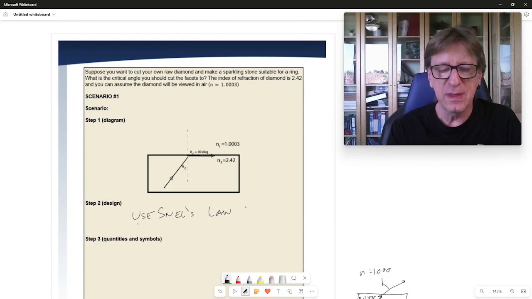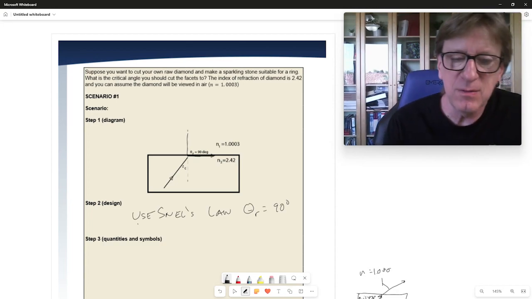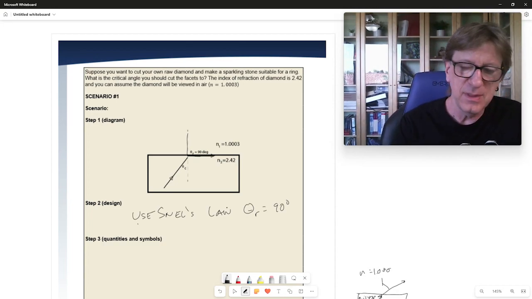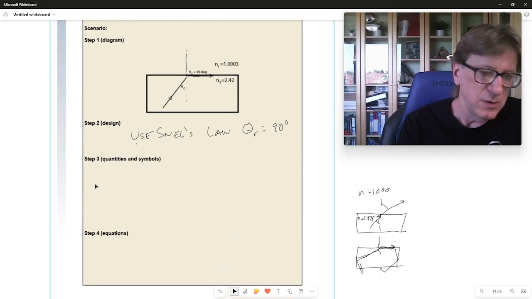But we want the angle of refraction to equal 90 degrees. So my angle here is going to be 90 degrees. This is going to be my incoming angle, that's going to be my critical angle, and then my outgoing angle is going to be 90 degrees. So let's write down what we know.